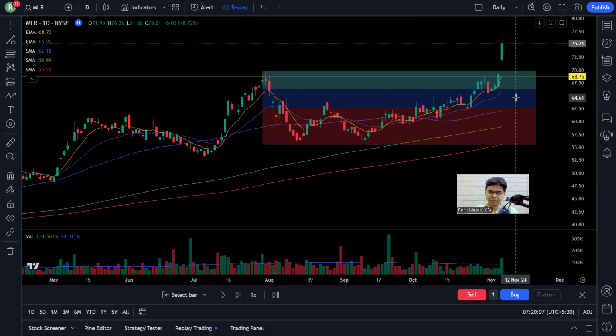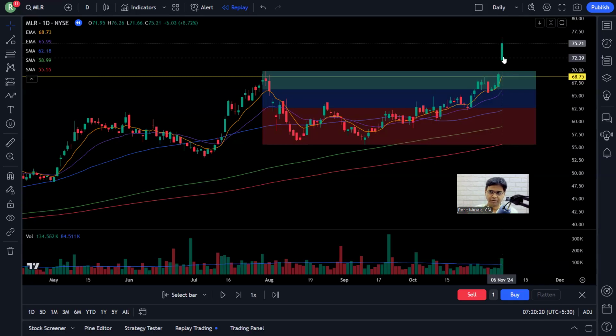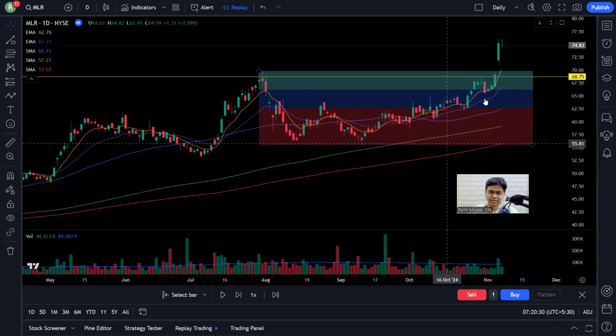I call this the Trump rally because there were elections on 5th of November and Donald Trump won the elections, and some of the stocks just skyrocketed in price in a very short period of time. So this stock shot up almost 9% from the previous day closing in a single day, creating a rising window. Okay. And on the next day, my student waited one more day.